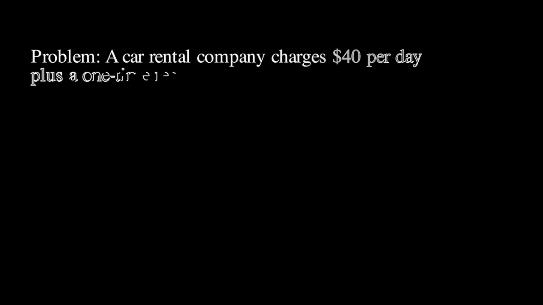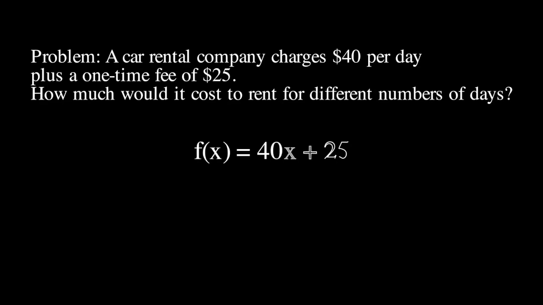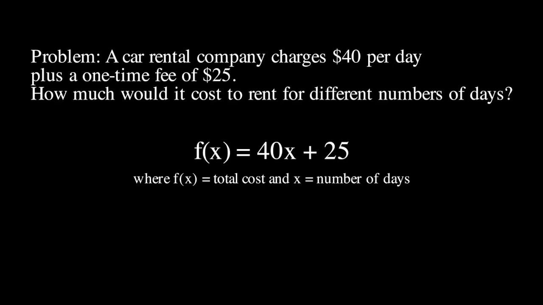For example, let's say there is a car rental company that charges $40 a day plus a one-time fee of $25. How much would it cost to rent for a different number of days? Now, the equation here is f of x equals 40x plus 25, as the y-intercept is essentially what you first start with, and 40 is for each subsequent day.